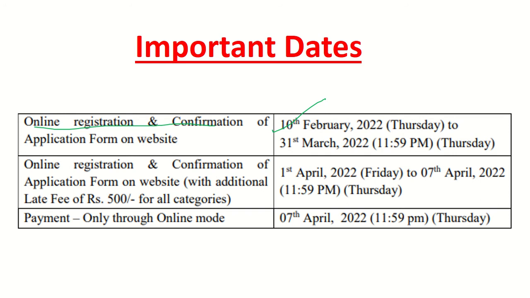So application form is available from 10th February 2022. The last date to fill the application form is 31st March 11:59 p.m. That is Thursday. Further online registration and confirmation on the official website of the application form after paying late fee of 500 rupees is from 5th April to 7th April, and online payment window will remain open until 7th April. So these are the dates related to the application form.